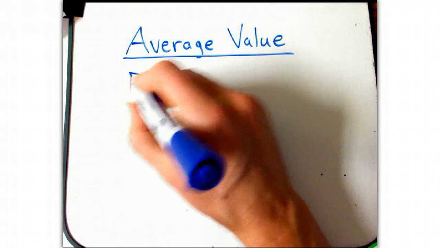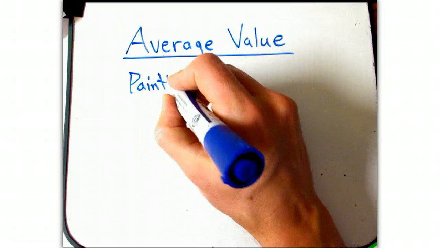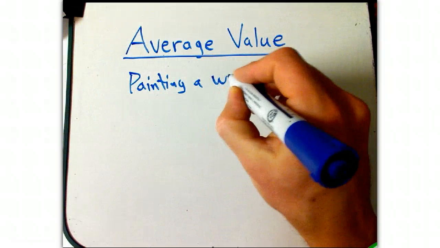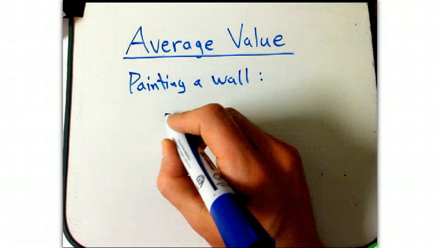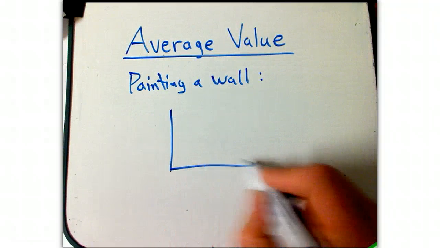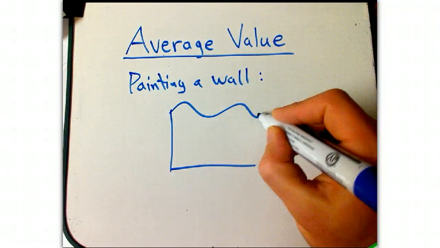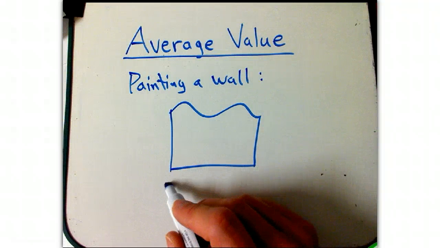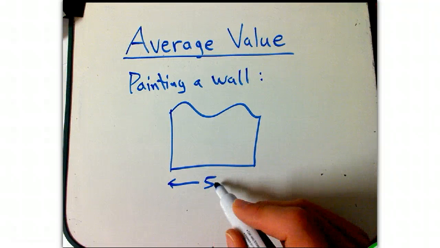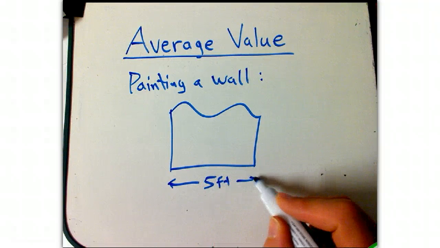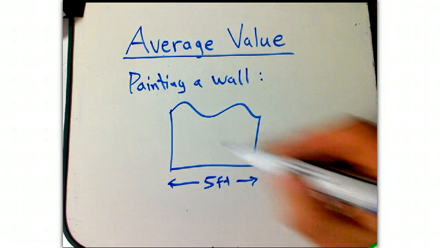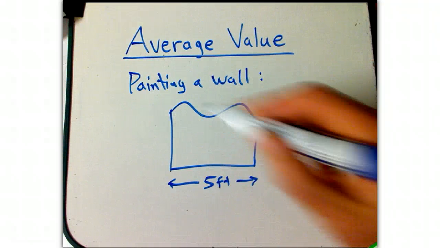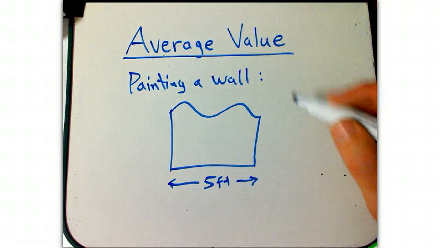I'm painting a wall, and here's what the wall looks like. It's got a curvy top, and it is 5 feet wide. It's got a flat bottom and straight sides, but it's got a curvy top.